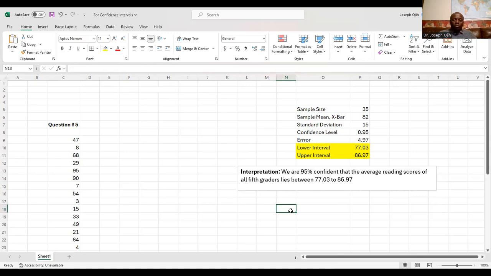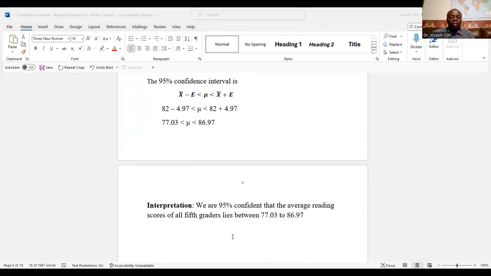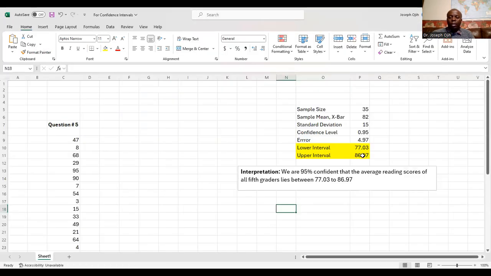Now, since I've shown you how to do it with the formula, I'm also showing you how to do it in Excel if you have smart statistics. We came to the same answer. If you look at our answer for lower interval, it is 77.03. And when you go to Excel, you will see that it is the same 77.03. Everything is the same.